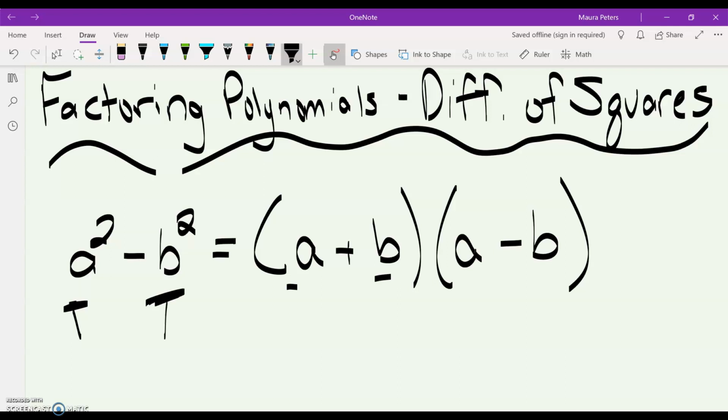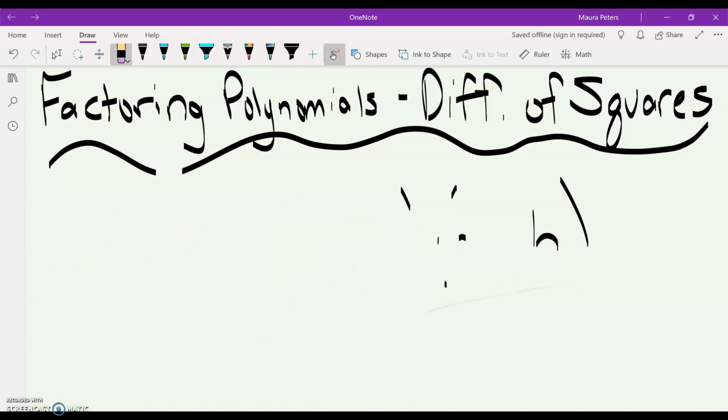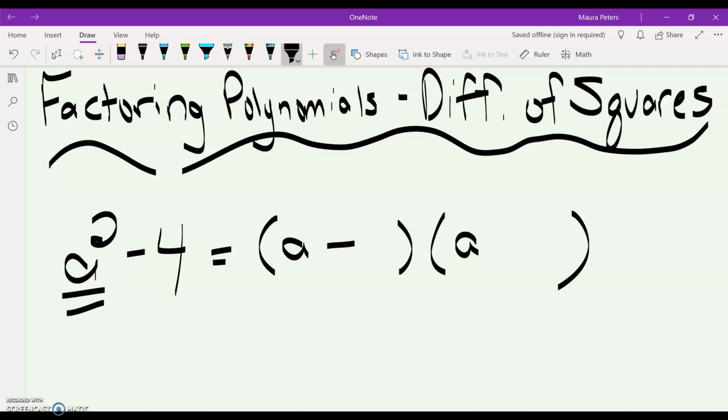Okay, so we're going to take a look at a couple of examples here. You can pause the video and write this general rule down. But let's just say we were given the binomial a squared minus 4. If we have a squared minus 4 and we're following our general rule, we take the square root of a squared, and I know that is a. We put a plus here and a minus here. And then we take the square root of 4, and the square root of 4 is 2.